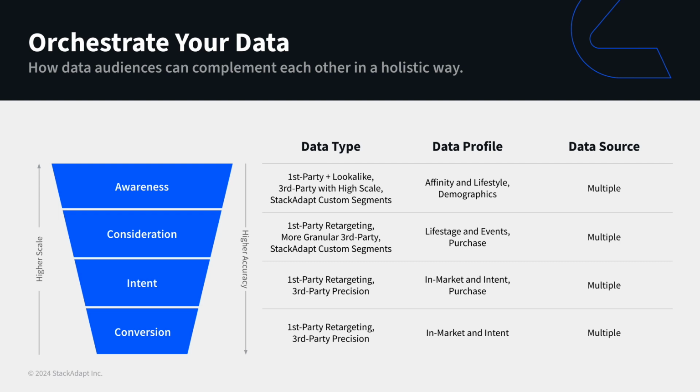When it comes to the consideration stage of the funnel, your prospect ideally has been introduced to your brand, and the objective of your campaign is to engage and persuade them to consider your product offering. So the recommended data types that we see is first-party retargeting, more granular third-party audience segments, and StackAdapt custom segments. Ideally, in this stage, we are also retargeting users who have visited your website in the past as they have once expressed interest in your brand. Look for a more granular third-party audience and create those StackAdapt custom segments of users who have life stage and event profiles or similar purchase histories.